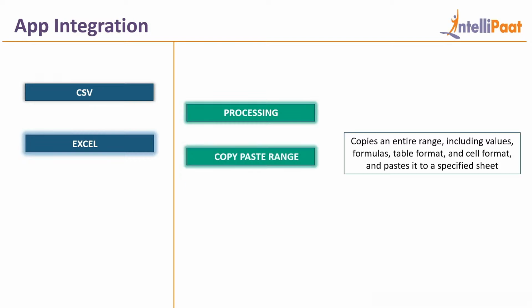So inside of processing, you have copy paste range. Pretty much straightforward. It copies an entire range including the values, formulas, table, format, whatever is defined inside of your Excel sheet, it will copy everything. So if you have some formulas working in your range in any particular tab, or if you have some coloring or cell formatting that you have done, it will copy all of that and paste it to the range.